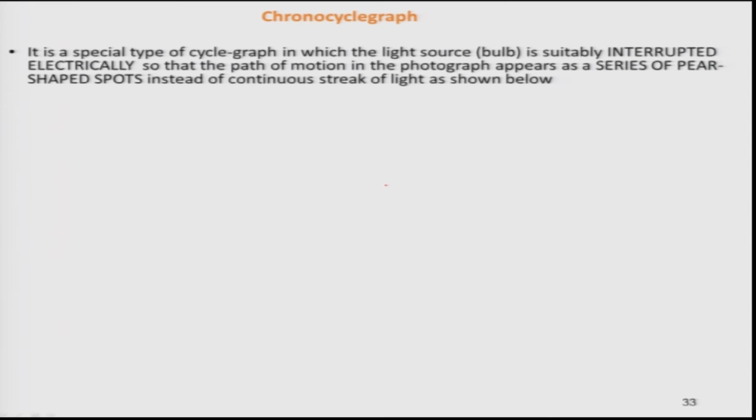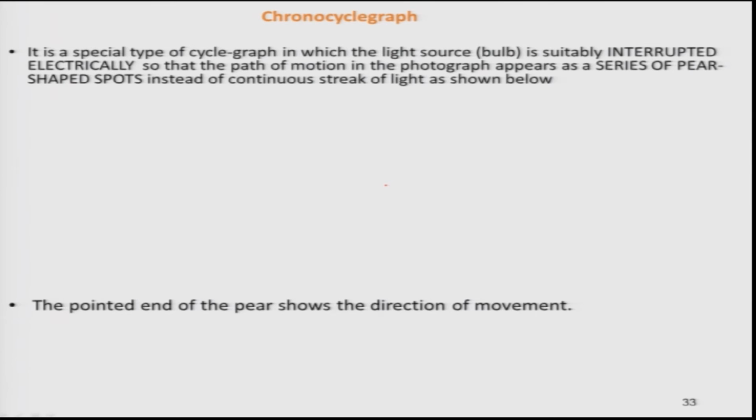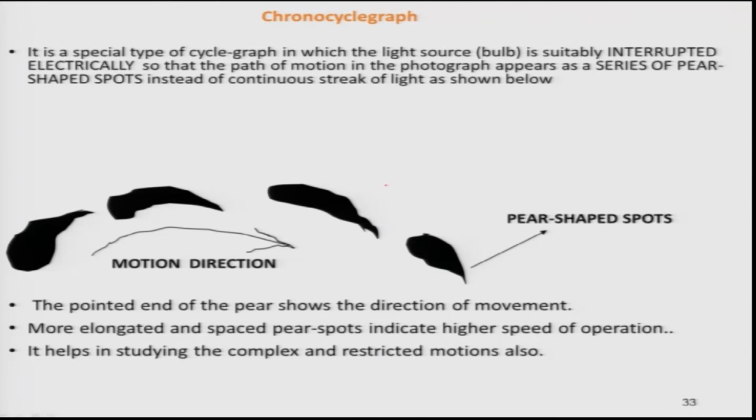The second one is the chronocyclegraph. It is a special type of cyclegraph in which the light source bulb is suitably interrupted electrically, so that the path of the motion in the photograph appears as a series of pear-shaped spots instead of a continuous streak of light, as shown below. This is different from the cyclegraph. Here you are making a shadow of light; you are using the shadow concept.